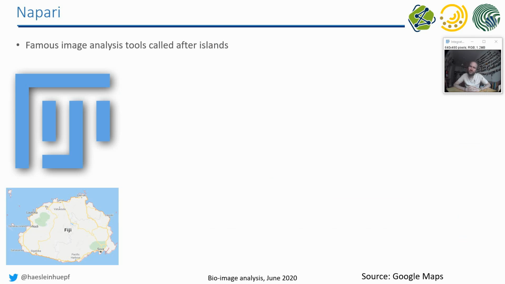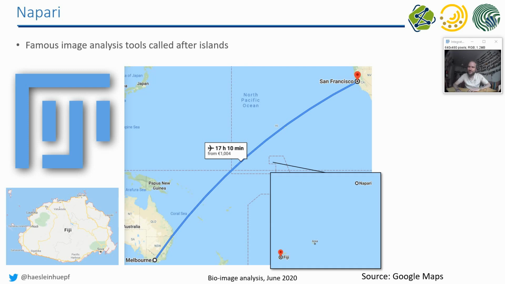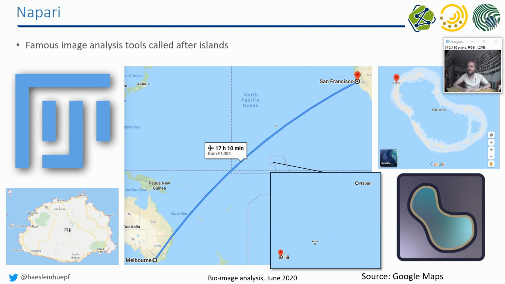You may have heard of the Fiji software; there is also an island called Fiji. Apparently software developers in this field like giving island names to their software. Some developers, some of them sitting in Melbourne, some others in San Francisco, wanted to make a new software for the Python environment. They were looking at the map between them, and when you zoom in on this particular region, you find Fiji Islands, and you also find Napari Island. That's why they call their new software Napari.